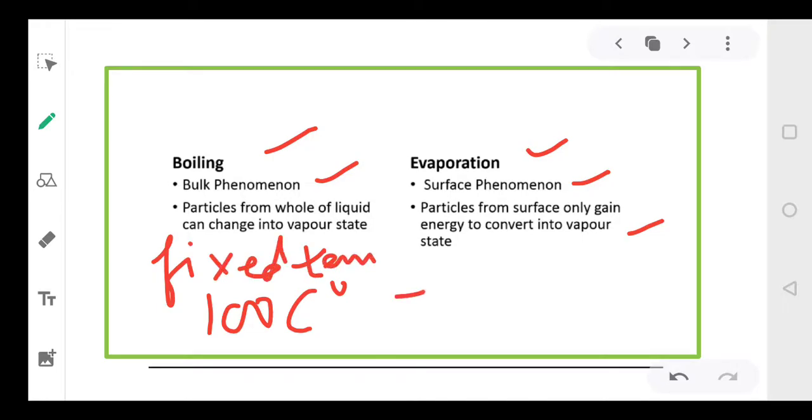ठीक है, इवेपोरेशन इट अकर्स एट ऑल टेम्परेचर्स, ये सभी टेम्परेचर्स पर होती है. ठीक है.